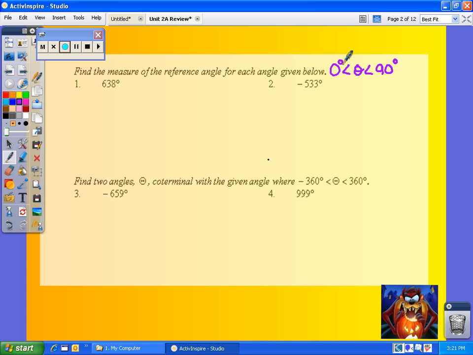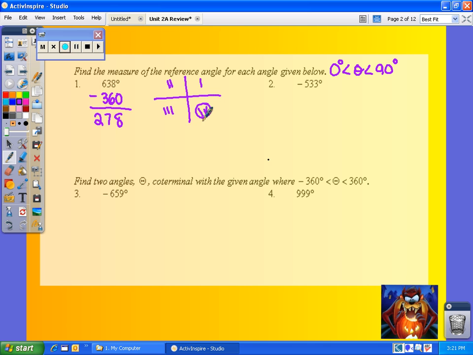So the first thing you want to do, since this is a really big angle, you want to subtract it from 360. You wind up getting 278. 278 is in the fourth quadrant. Yes, it looks like it's in the third, but remember, it's bigger than 270. So it's in the fourth quadrant.